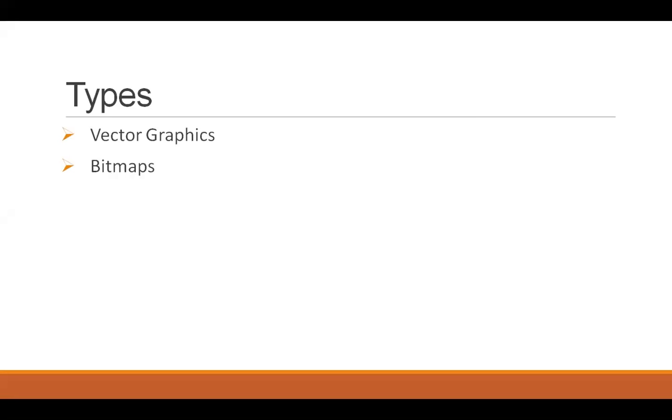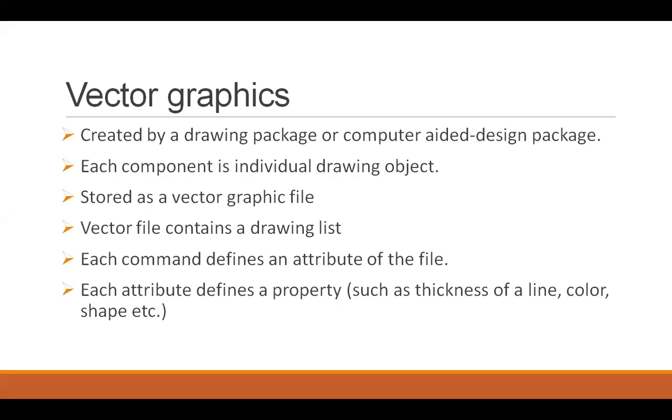Then we have bitmaps, all the images that you have captured through your cameras or cell phones. The JPG format that you are very much familiar with is actually a bitmap. A bitmap is a collection of pixels. It stores the image itself, and it stores the image as a collection of pixels. How do vector graphics work?